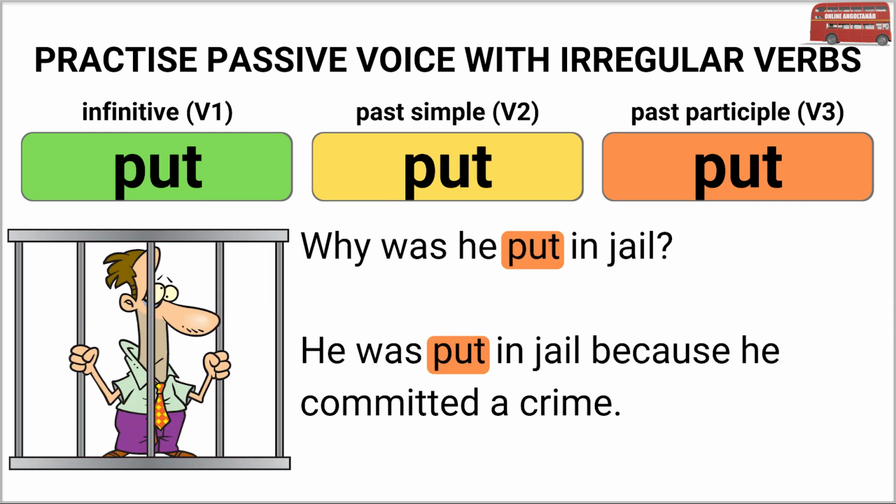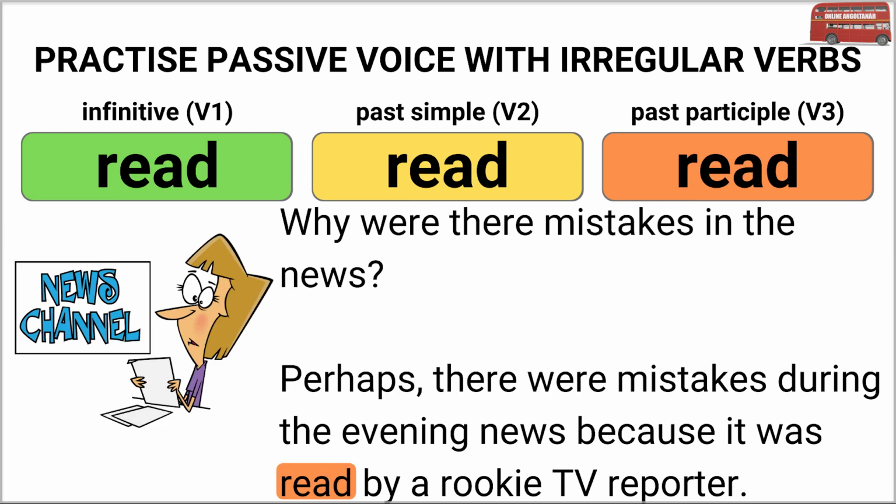Put, put, put. Why was he put in jail? He was put in jail because he committed a crime. Read, read, read. Why were there mistakes in the news? Perhaps there were mistakes during the evening news because it was read by a rookie TV reporter.